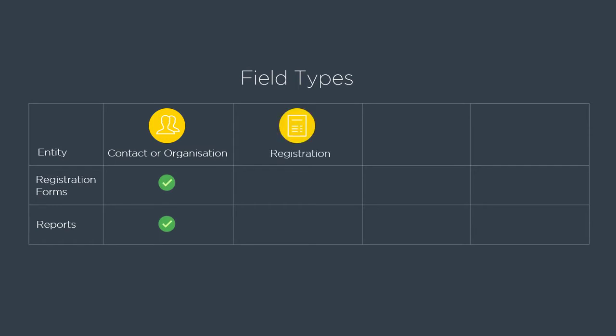Registration fields allow you to capture and store information against a single registration. Once configured, these fields can also be included on your event webpage registration forms and reports. Event and session fields can be used to store event or session-specific information, such as expenses. You can report on these using the event list reports.